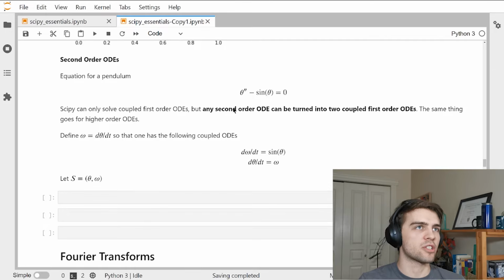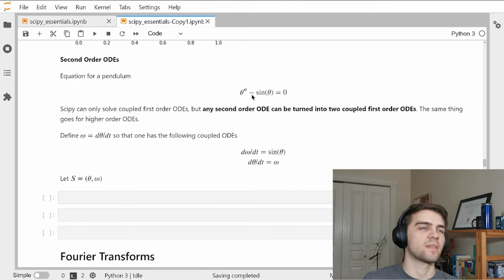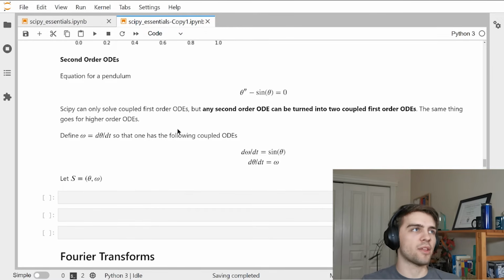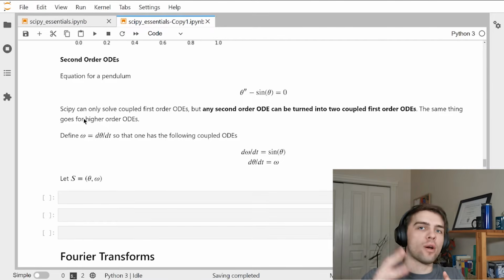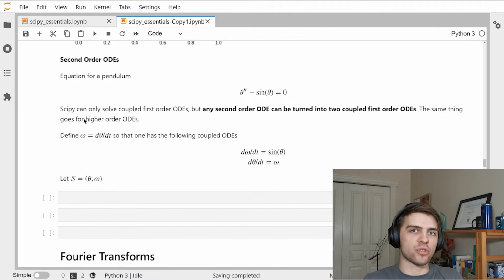So the equation for a pendulum is the second derivative of theta with respect to time, minus g sine theta, I think, but I'll just set g as dimensionless here. So the second derivative of theta minus sine theta is equal to 0. And suppose I want to solve this in Python. Well, SciPy can only solve first order ODEs. It can't directly solve second order ODEs, but we can transform our second order ODE into a first order differential equation.